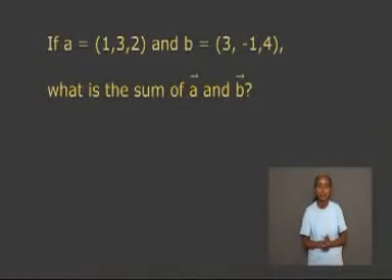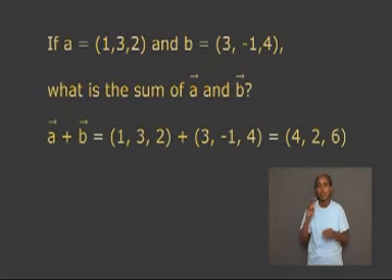Let us examine this next problem together. If vector A has the coordinates 1, 3, 2, and vector B has the coordinates 3, -1, 4, how do we find the sum of vector A plus vector B?